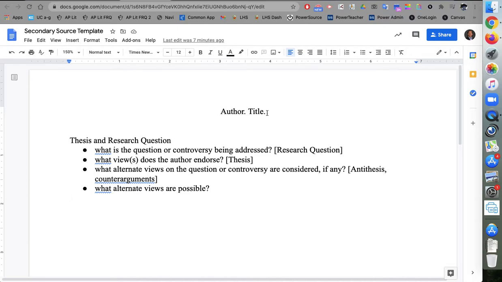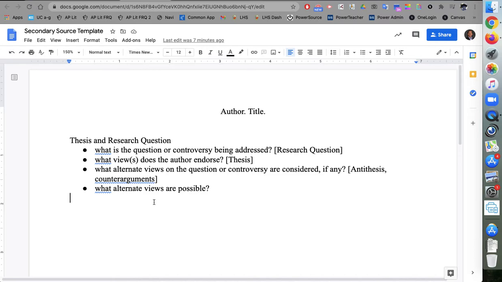Now, maybe the author doesn't consider any counterarguments, and if that's true, shame on him or her. But if they do consider them, you should put them in there. Who are they arguing against? And if they don't give any counterarguments, then you should try to come up with your own. What alternate views are possible? What alternate answers to the research question are possible?